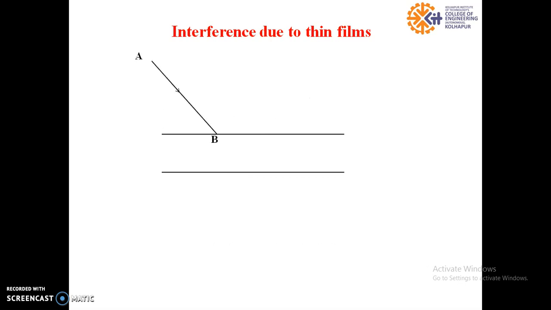Now let's find out the equation for interference due to thin film. Again the same, AB is the incident ray, BC is the refracted ray, BE is the reflected ray. Again at point C, CD is the reflected ray. From point D, DI is the refracted ray.